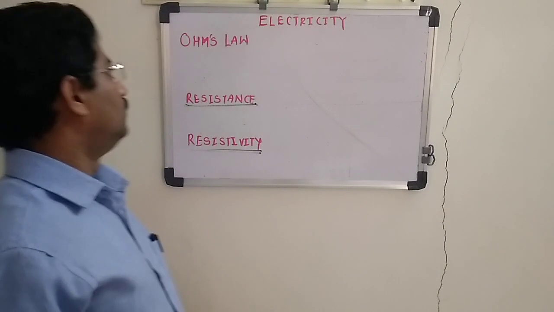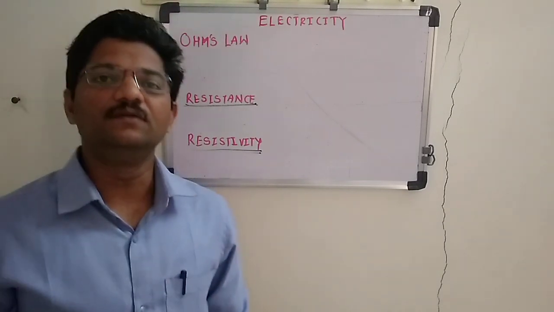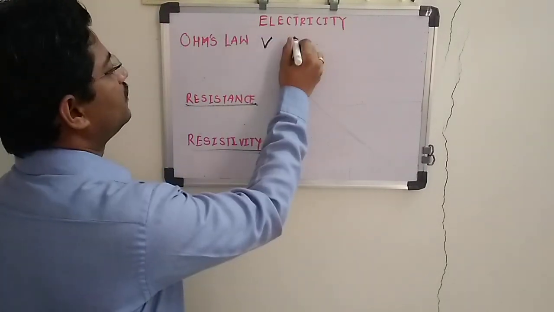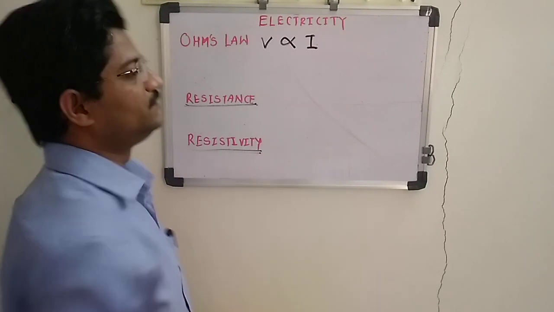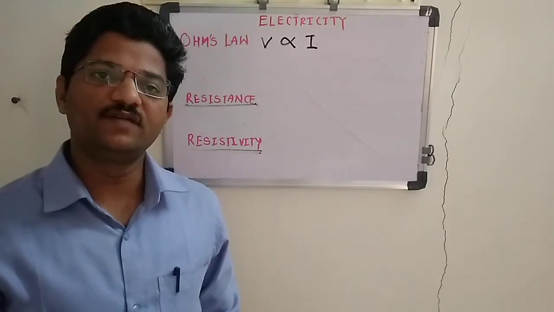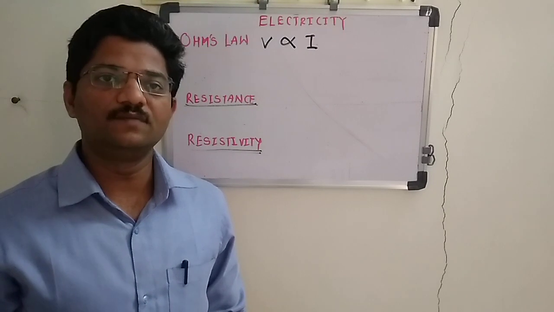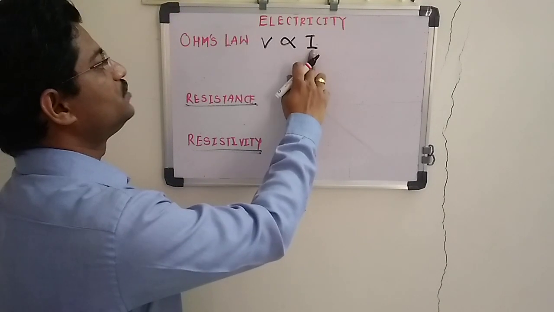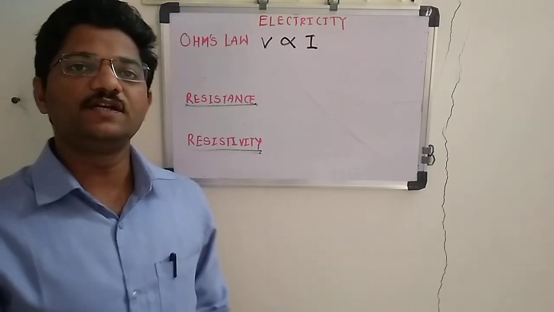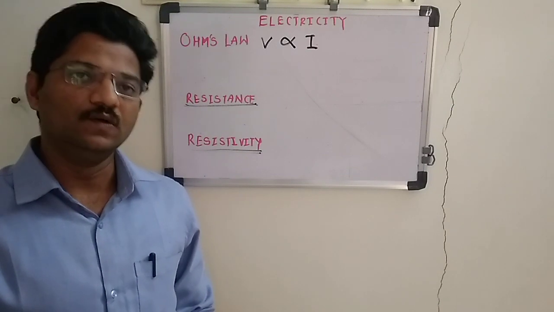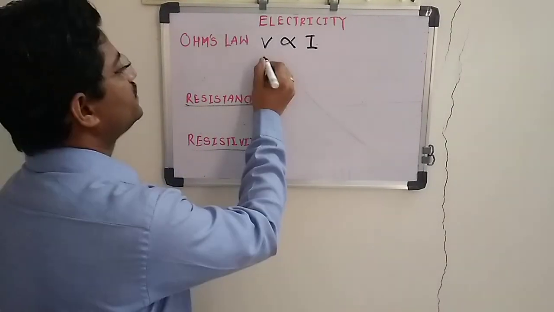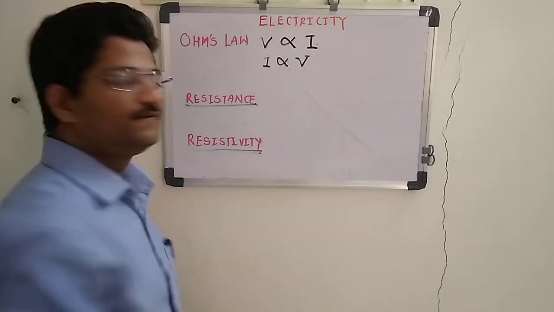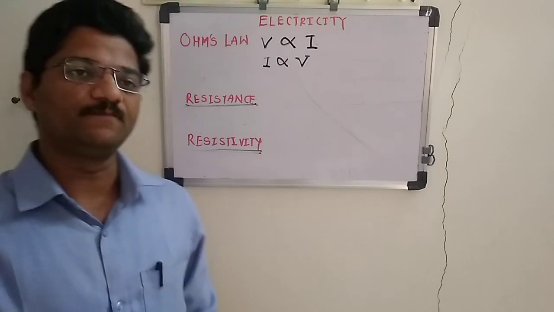Ohm's law states that if the physical state of the conductor remains constant, then the potential difference across the conductor is directly proportional to the current passing through it. I repeat the statement. This can also be stated as: the current passing through the conductor is directly proportional to the potential difference across the conductor, if the physical state of the conductor remains constant.